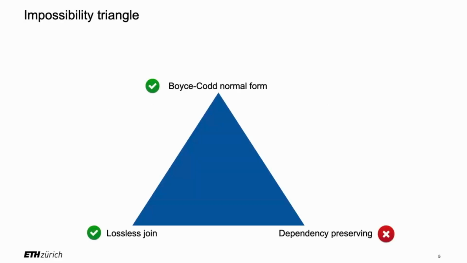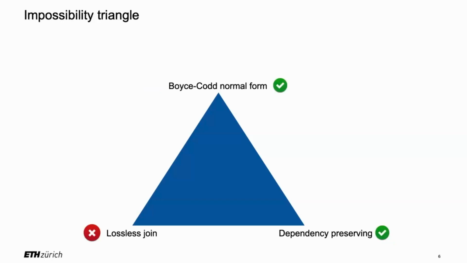Yeah. So this is an impossibility triangle, right? They're everywhere, the impossibility triangles in life. For example, in that case, you cannot have at the same time generally an algorithm that always gives you tables in Boyce-Codd normal form and that is lossless and that preserves all the dependencies. That doesn't exist, right? So what I showed you is BCNF and lossless, where you give up some dependencies.